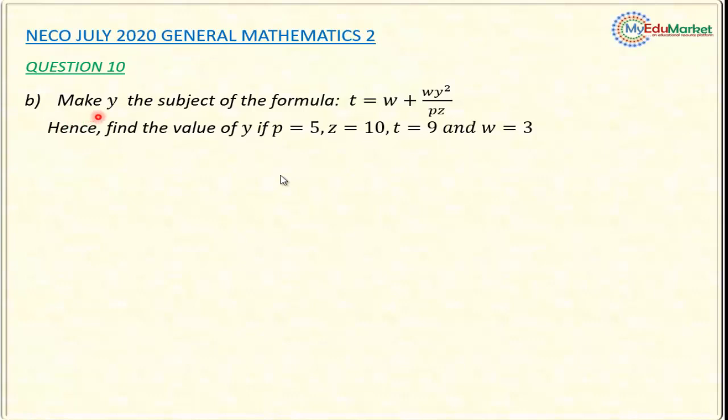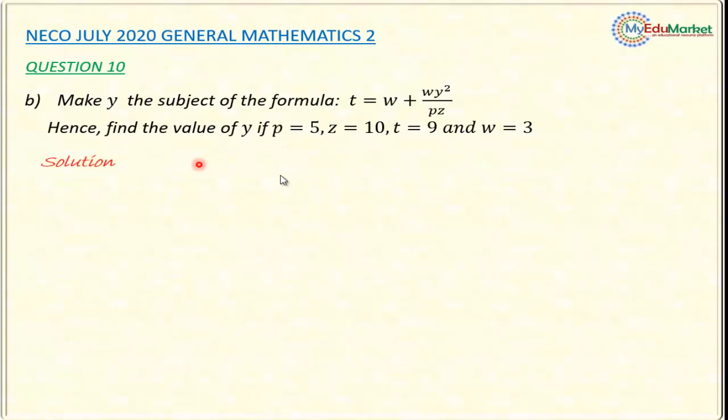The question says make y subject of the formula. This is the formula t equals w plus wy square over pz. Hence, after making y subject, you have to find the value of y if p is 5, z is 10, t is 9, and w equals 3. So let me attempt to answer that question.